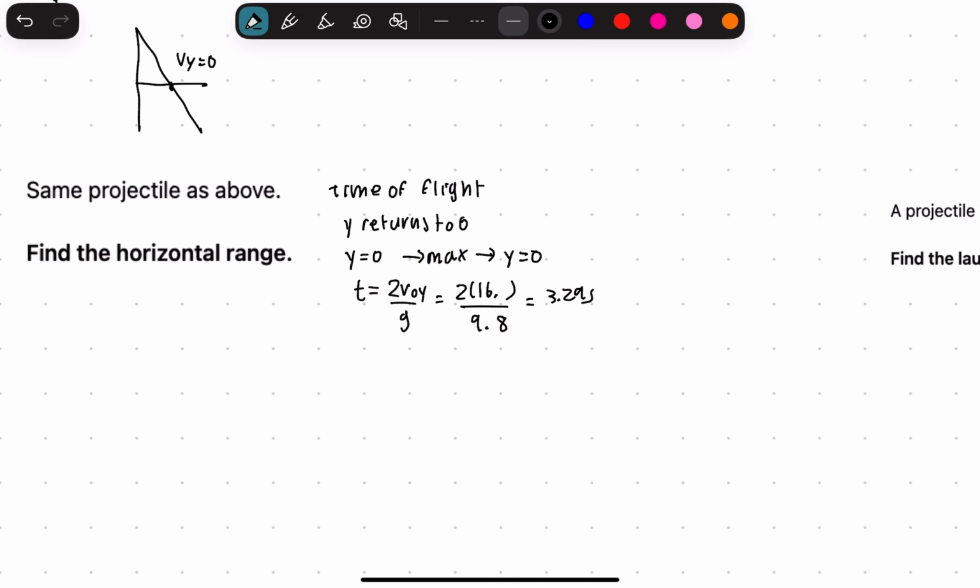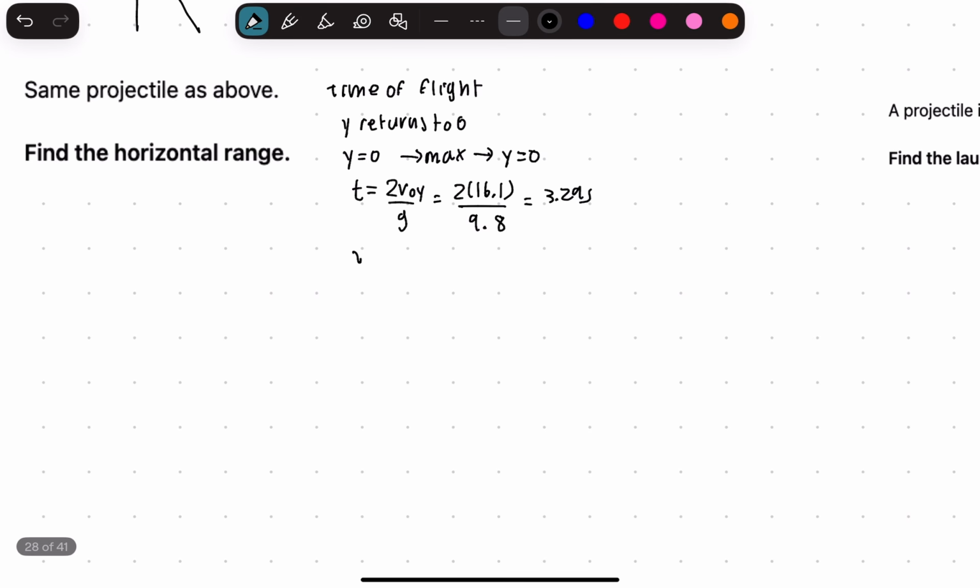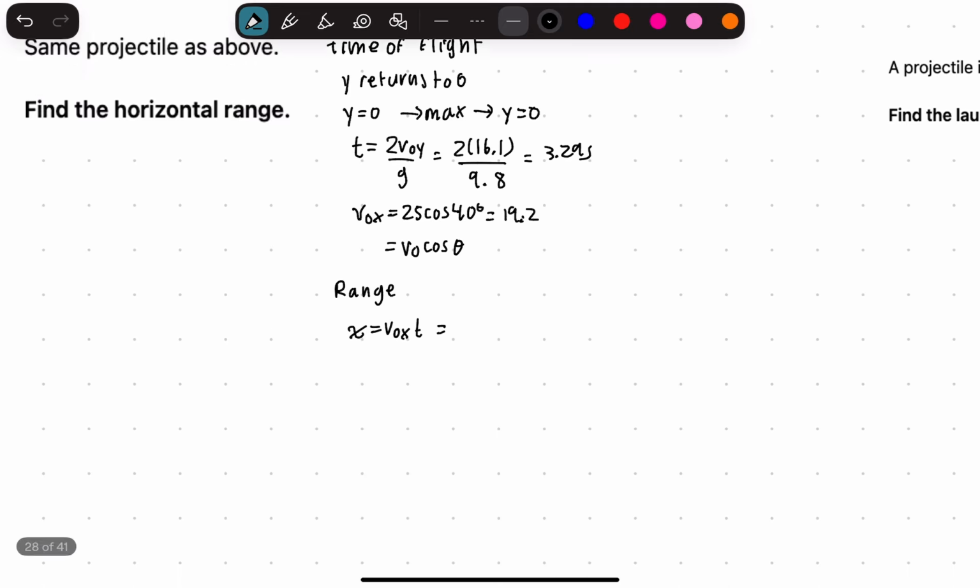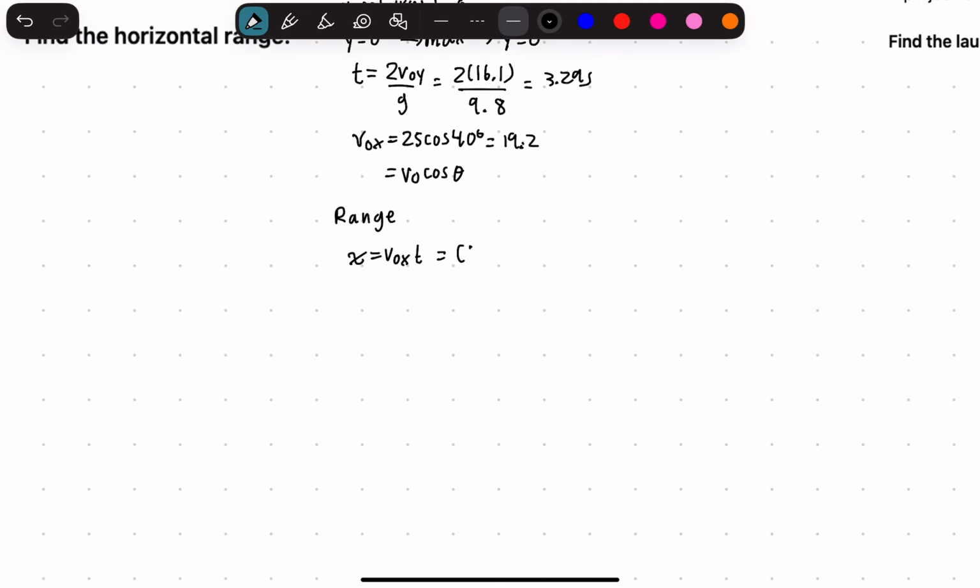Now after this, we can find our horizontal velocity, Vox. That's going to equal 25 times cosine of 40 degrees, which is equal to 19.2. Again, this comes from v initial times cosine of the angle. Now we can find our range. x is equal to v initial x times t. And that is going to be 19.2 times 3.29, which is equal to 63.2 meters.